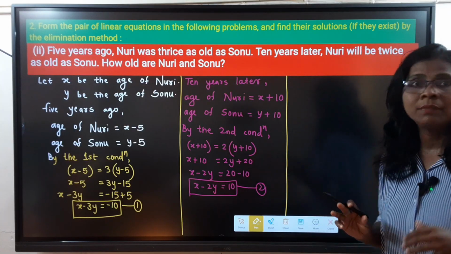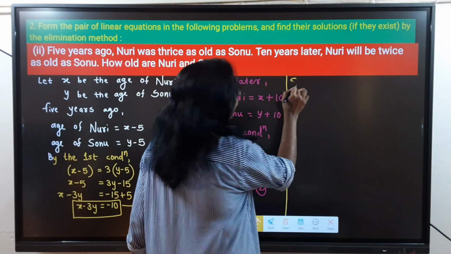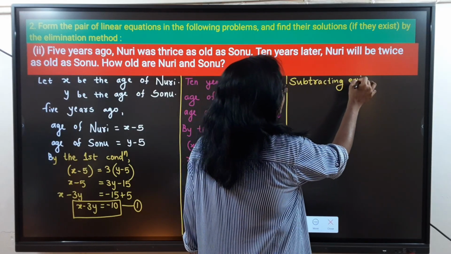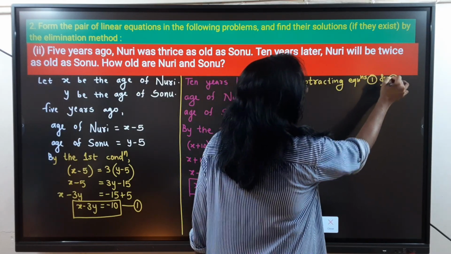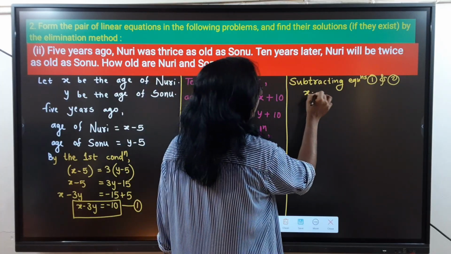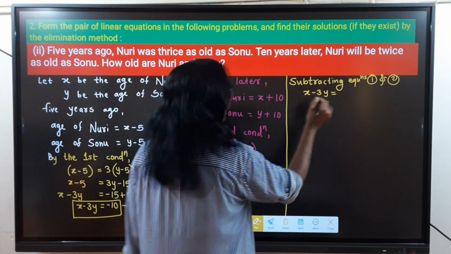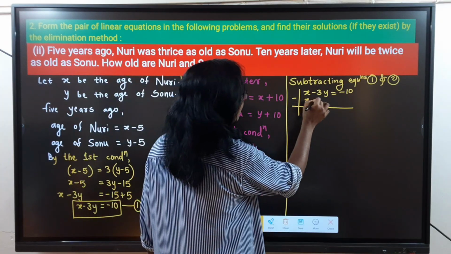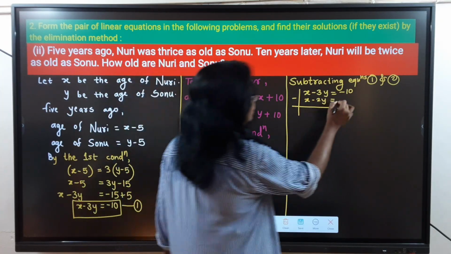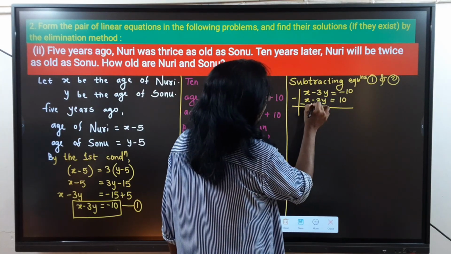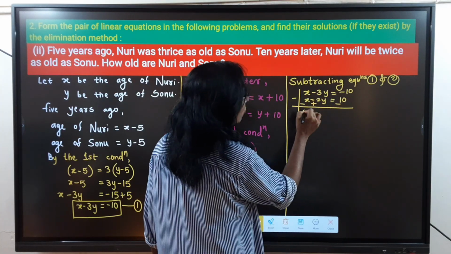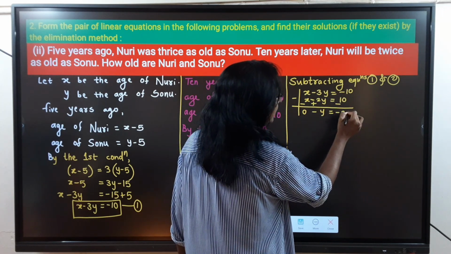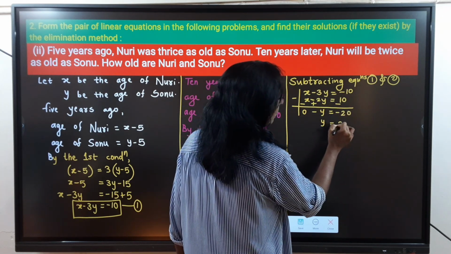So here we say that subtracting equations 1 and 2. So here first equation: x minus 3y is equal to minus 10, minus second equation: x minus 2y is equal to 10. That means students change the sign, here plus, here minus. So x minus x is 0, minus 3y plus 2y is minus y, and minus 10 minus 10 is minus 20. So here y is equal to 20, students.